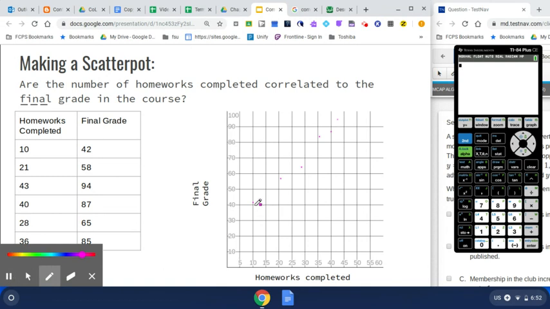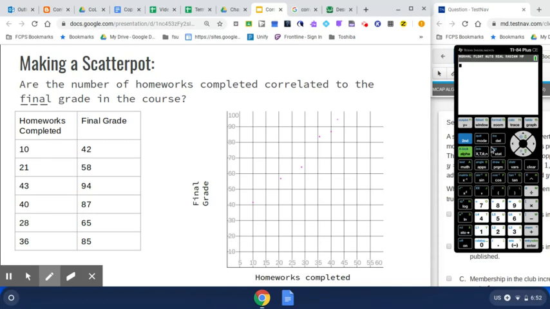Okay, I went ahead and plotted those points on the scatter plot. We can see that there's definitely an uphill trend there, so it does seem to be a positive correlation. The more homeworks you complete, the higher the final grade in the class tends to be.